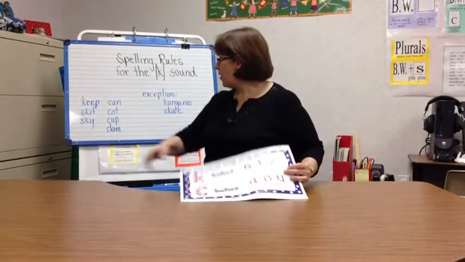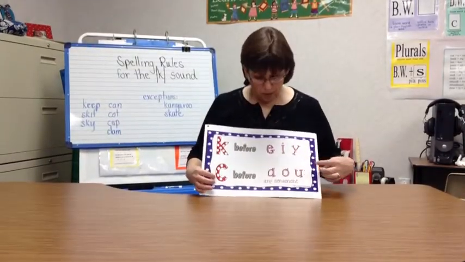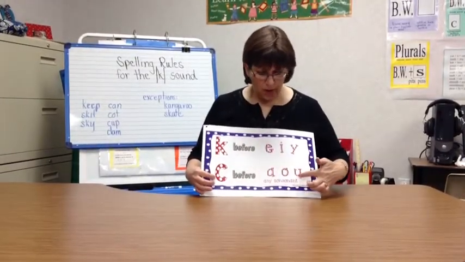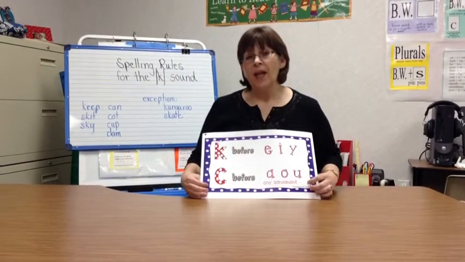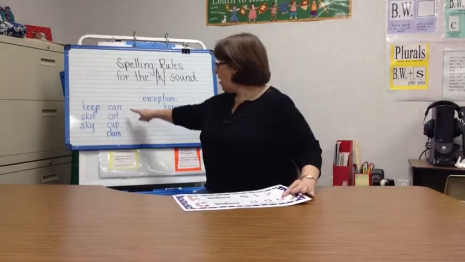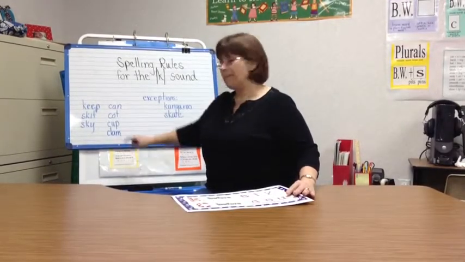And that example is over here in the words keep, skit, and sky. When the sound of k comes before an A, O, U, or any consonant, you're going to choose a C. And some examples of that are in the words can, cot, cup, and clam.